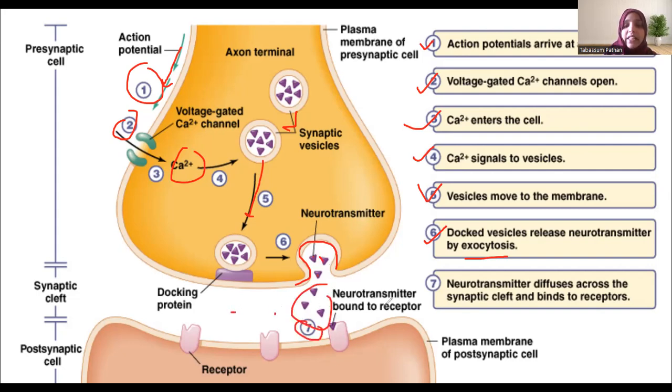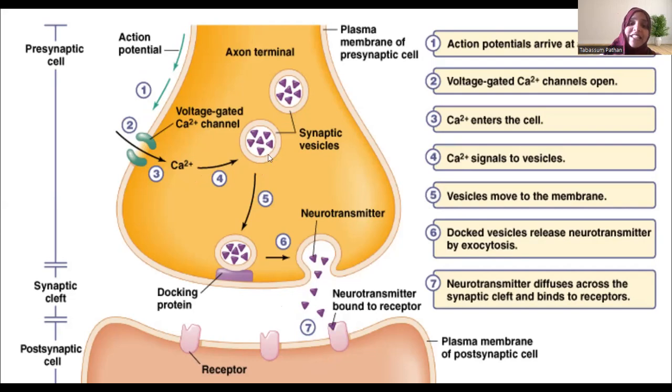Number 7, they will bind to the receptor, and then further the information will be taken forward. How it is taken forward, we will see in the next video. So this is what a chemical synapse looks like, and what the events are in the transmission of the neurotransmitter from the presynaptic axon to the postsynaptic neuron.